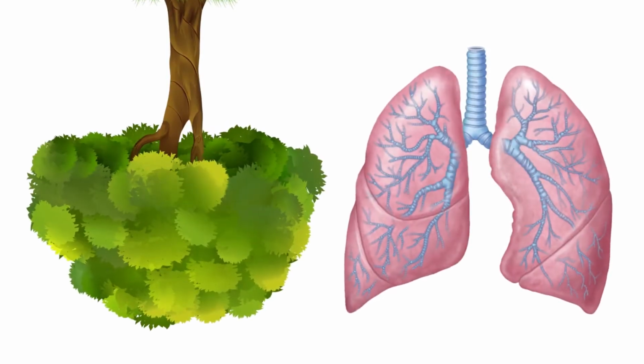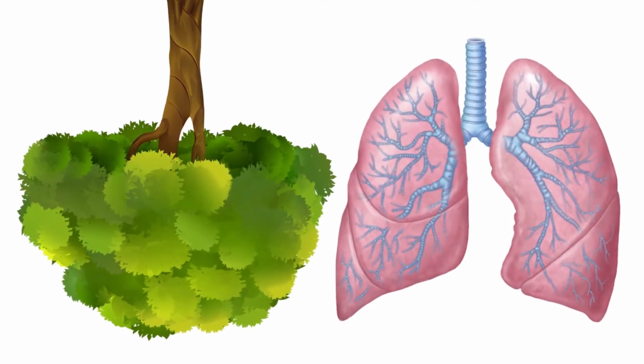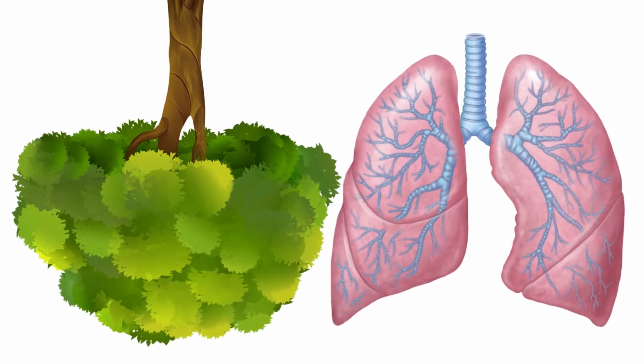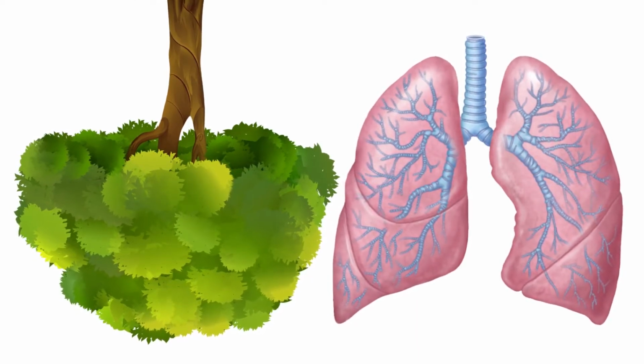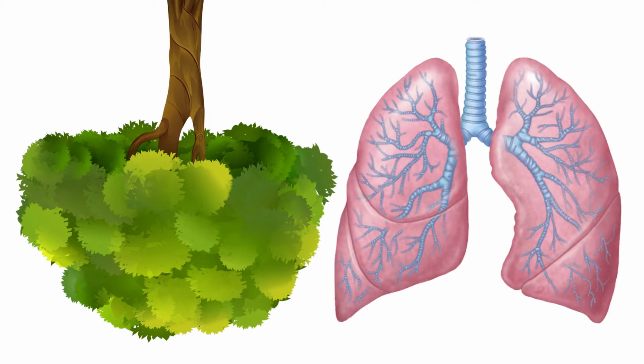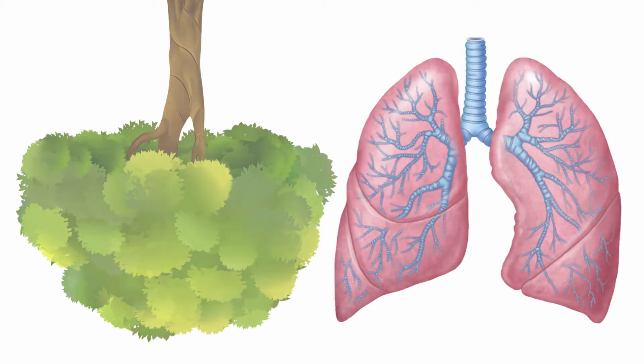Think of your respiratory tract as an upside down tree. The trunk is your trachea or windpipe. It's split into smaller and smaller branches in your lungs. At the end of each branch are teeny air sacs called alveoli. This is where oxygen goes into your blood and carbon dioxide comes out.